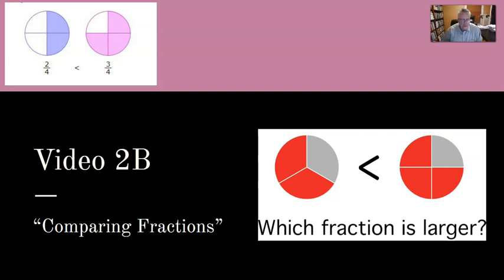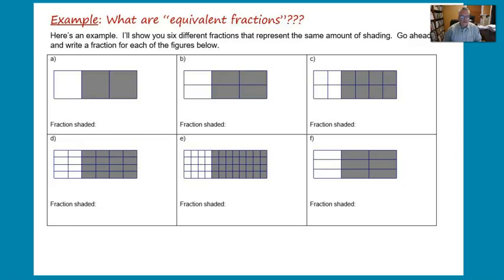All right? So the first thing we want to talk about is the idea of equivalent fractions. Equivalent fractions are fractions that represent the same quantity. If you look at these six figures here, the same part is shaded in all of them, but they can be represented with different fractions.